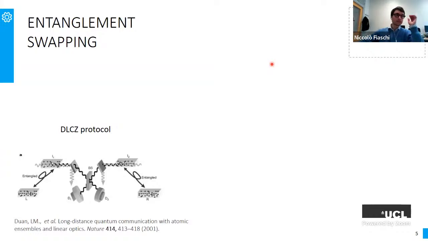That's the basics. The other basic is the DLCZ protocol, or entanglement swapping, that is based on starting with two pairs of entangled systems. In this case it was done with atomic clouds, but I will explain that it works the same. And then you swap entanglement to have the left and right clouds entangled at long distance, though they never directly interfere.